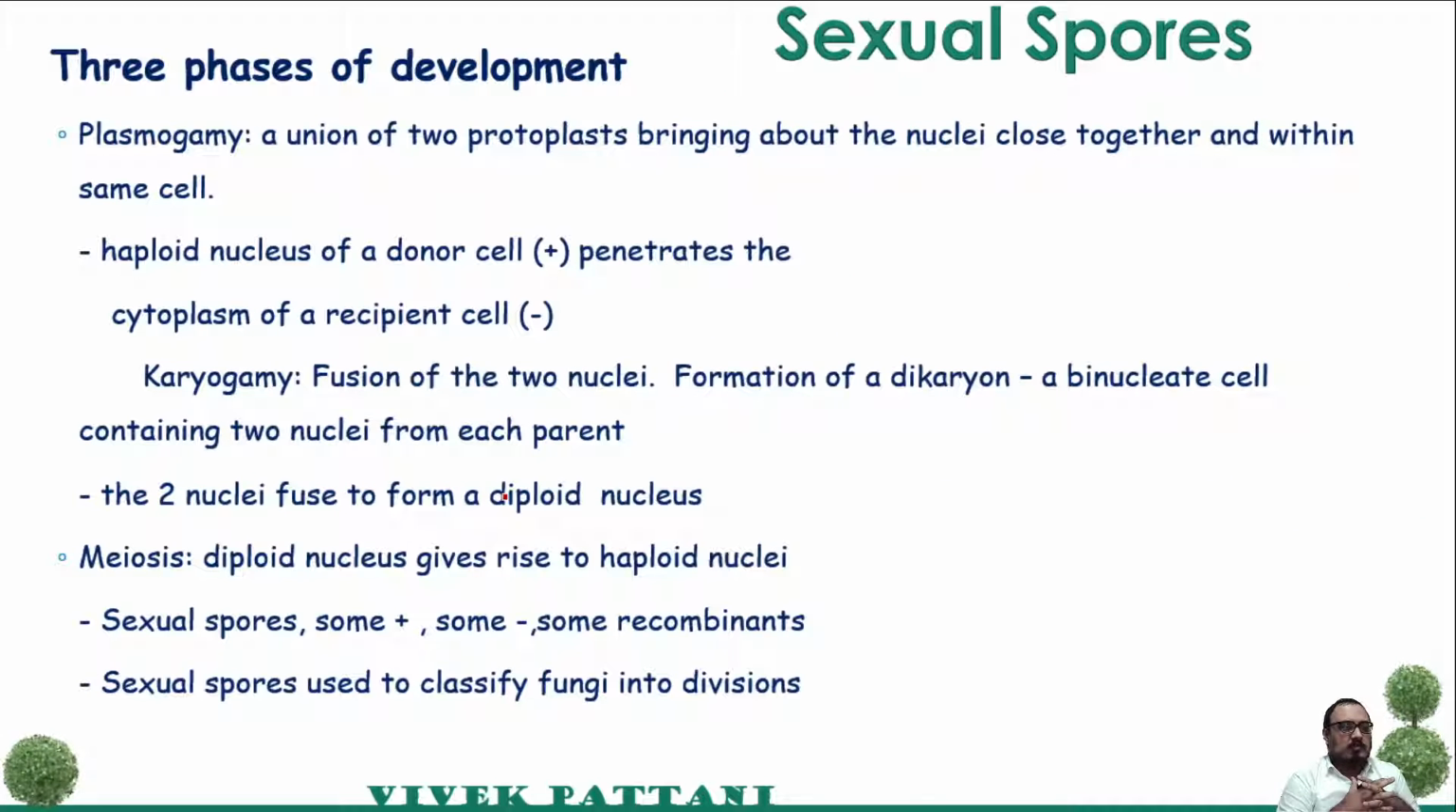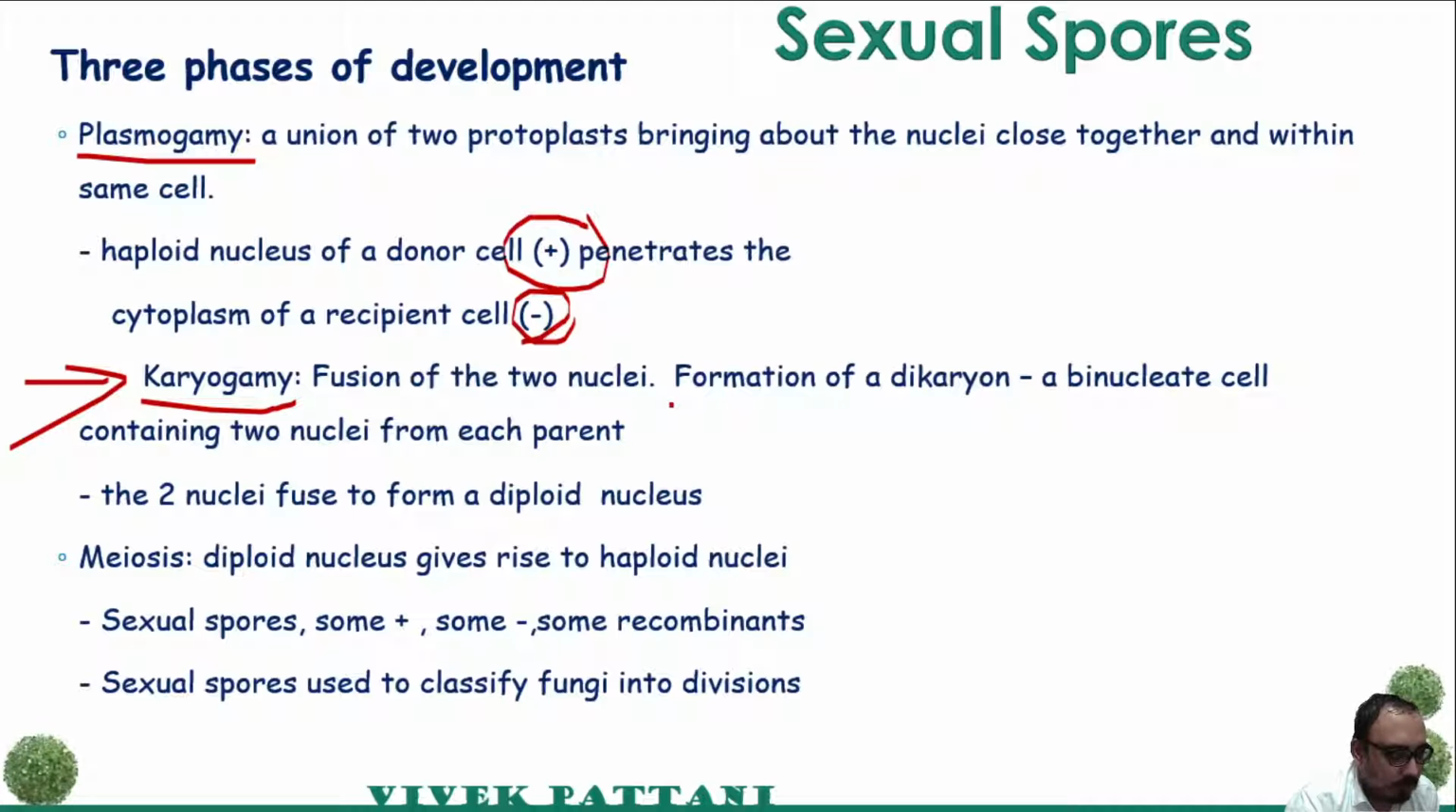Okay, so there are three phases of development in sexual reproduction. The first one is plasmogamy, a union of the two protoplasts, bringing the nuclei close together within the same cell. The haploid nucleus of a donor cell, generally marked with a plus sign, penetrates the cytoplasm of the minus cell.